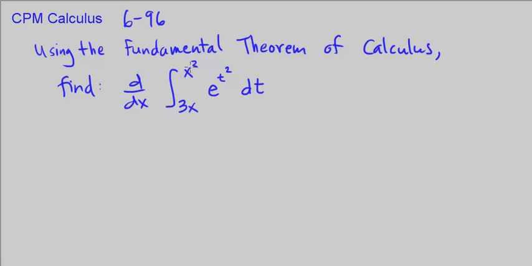This is CPM Calculus Chapter 6, number 96. So here we want to use the fundamental theorem of calculus to find the derivative of this integral. Okay, so remember the fundamental theorem of calculus basically tells us that the derivative and integral cancel out.